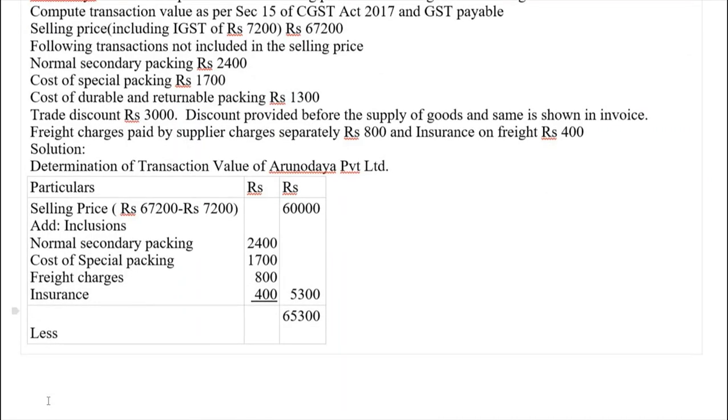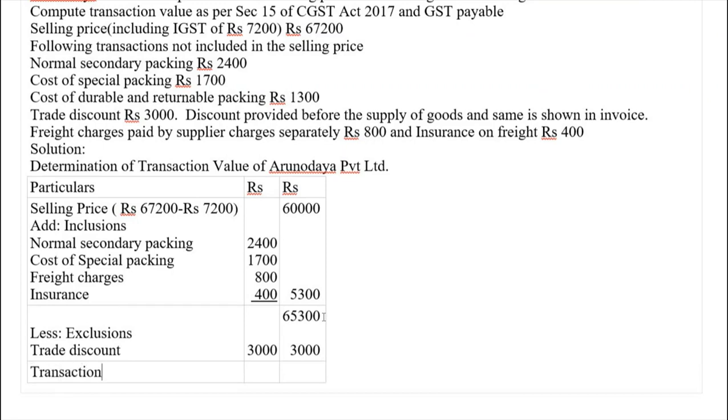So now from this we should subtract the exclusions here. Less exclusions, that is, we should deduct the trade discount here. Trade discount allowed is 3000 here. The difference here is the transactional value, which comes to rupees 62,300.